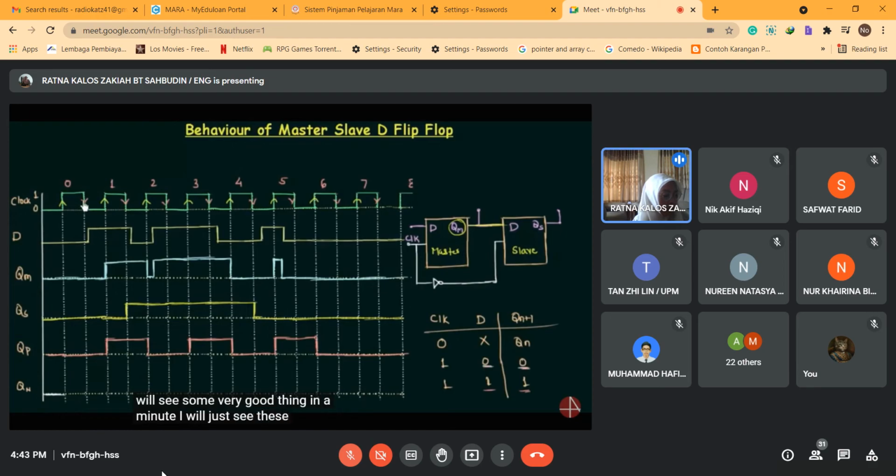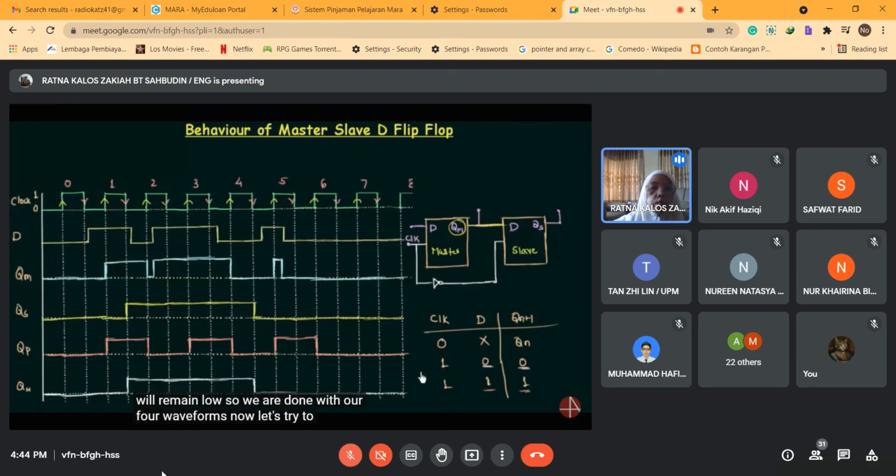I will just see these falling edges. For this falling edge, D is low, so it will remain low for the next falling edge. And for this falling edge, D is high, so it will go high. And again for this falling edge, D is high, so it will go high till the next falling edge. This falling edge, again D is high. Finally, for this falling edge, D is low, so it will go low. And for this falling edge, D is low, and it will remain low. So we are done with our 4 waveforms.